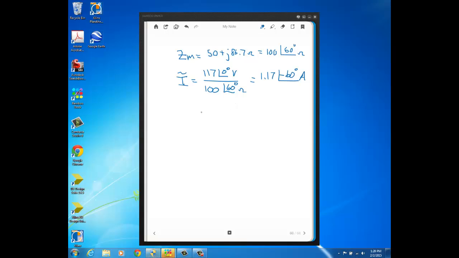Now, while I think of it, another thing we could calculate real quickly is power factor. Power factor is cosine theta. So cosine 60 degrees is 1/2.